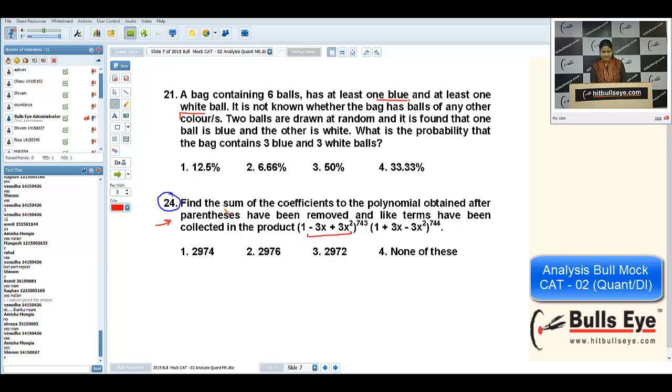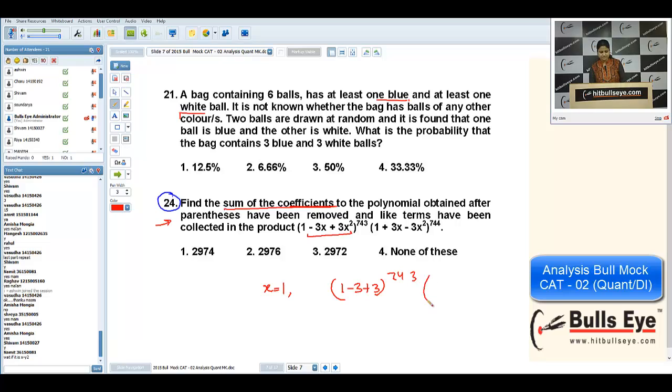What is asked? Sum of coefficient. So if I put x as 1, I'll be left with 743, 744. So it will be 1 into 1, 1 always. That's why none of these.